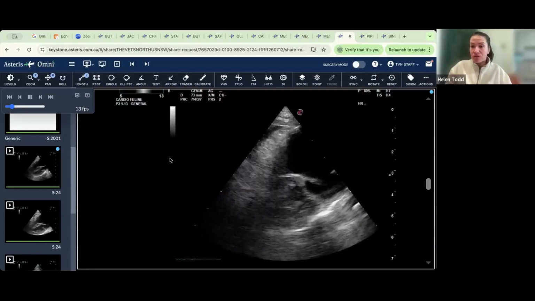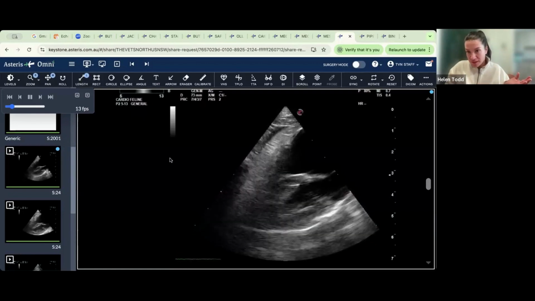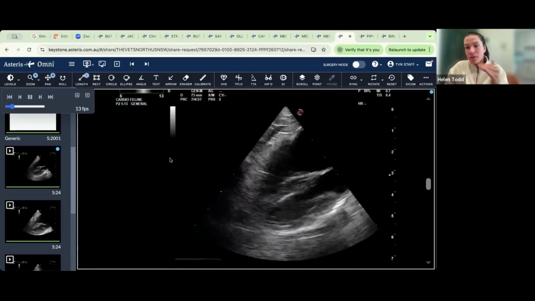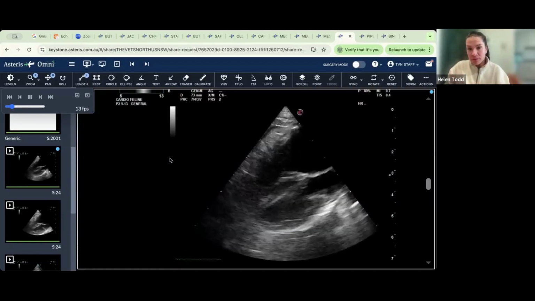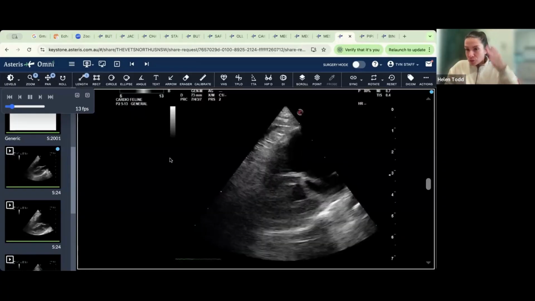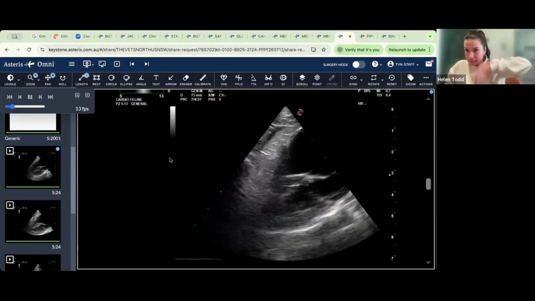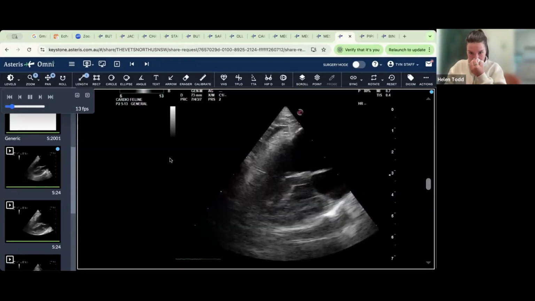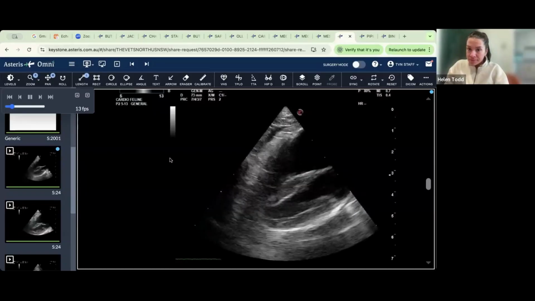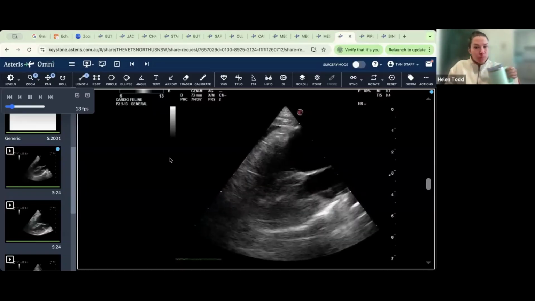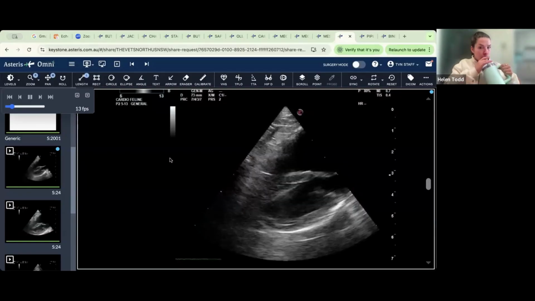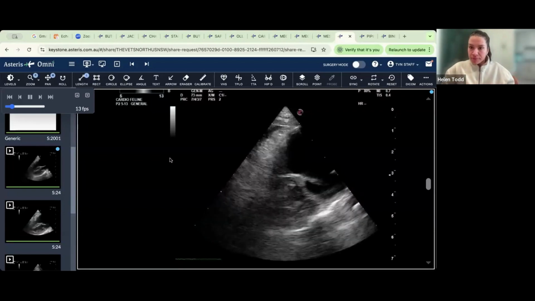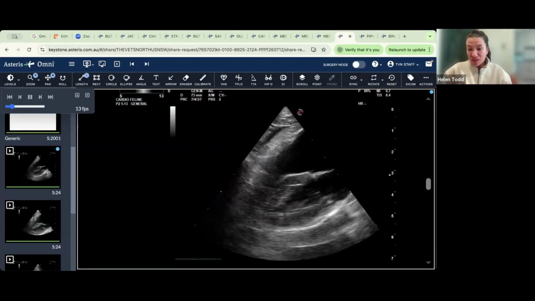So this is a cat with profound right-sided heart failure, but we could apply these same things to a dog. We've got profound right atriomegaly, completely prolapsing septum. We can't really see the right ventricle because we've got that lung shadow that's coming in. What about the left side of the heart? I think it looks quite normal.